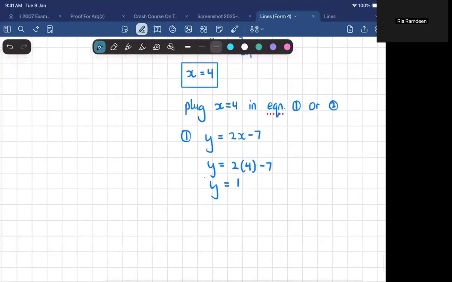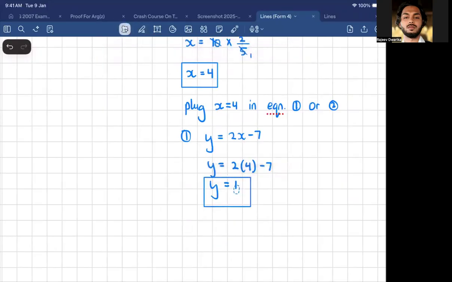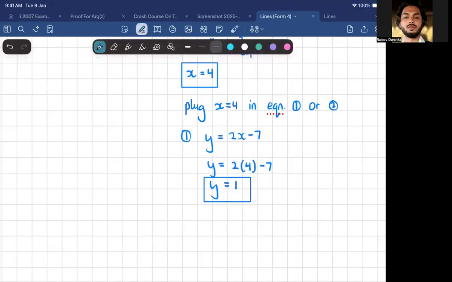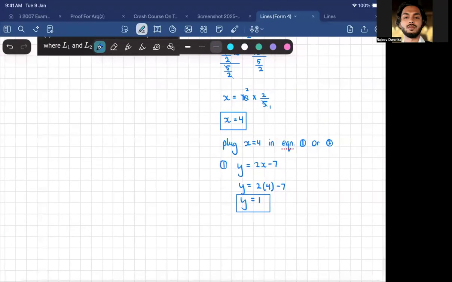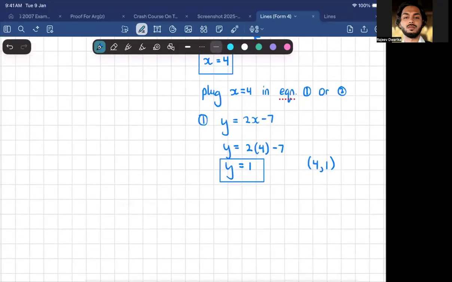So tell me something, Ria. Did we figure out the point of intersection? Yes, we did. So what was the point? 4, 1. You're probably wondering what would happen if I use equation 2.